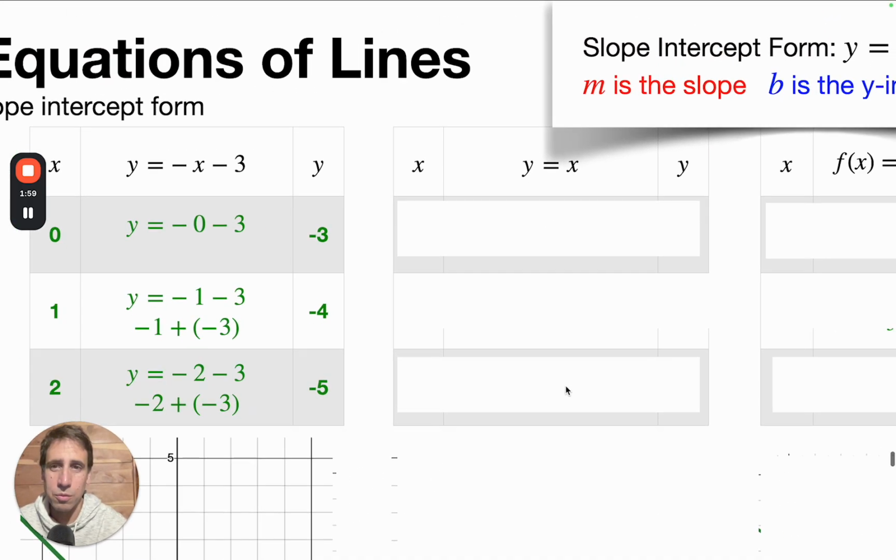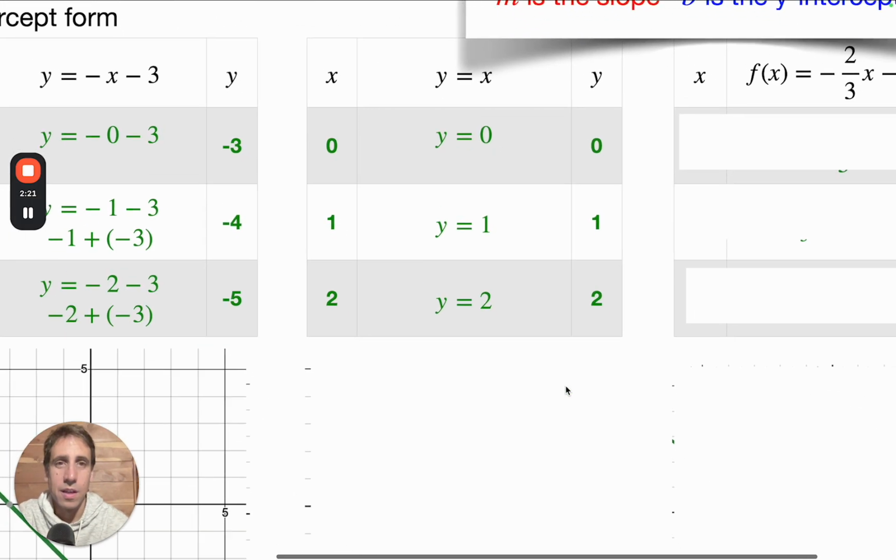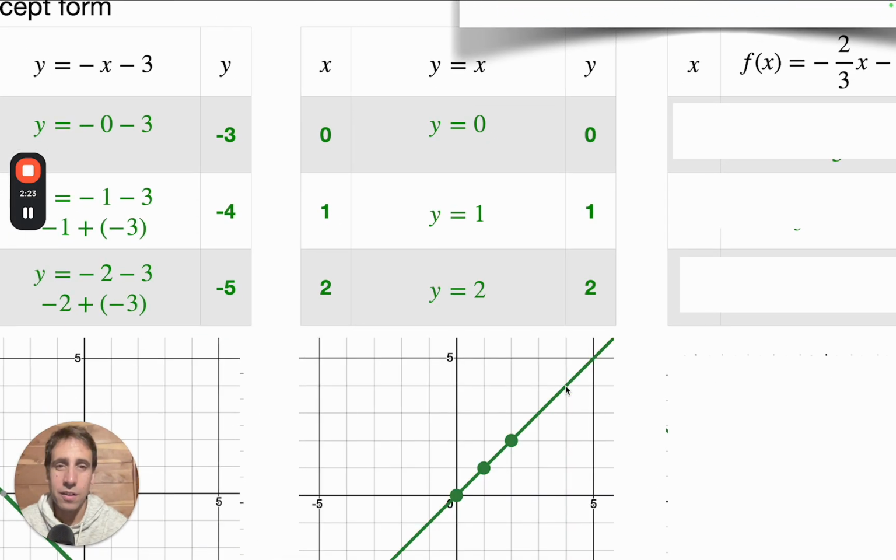Again, mathematically, we only really need 2 points to draw a straight line, but from a studentship point of view, I like to do 3 just because I get a little bit of redundancy, and if they happen to be in a straight line, then I know I'm doing something right. If x is 0, y equals 0. If x equals 1, then y equals 1. If x equals 2, then y equals 2. I'm going to plot those, and this is what it looks like. 0, 0, 1, 1, 2, 2.